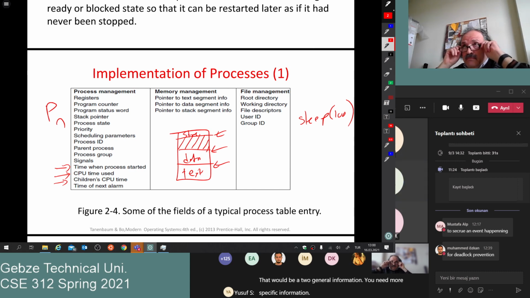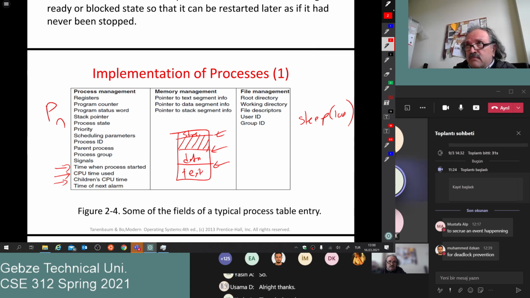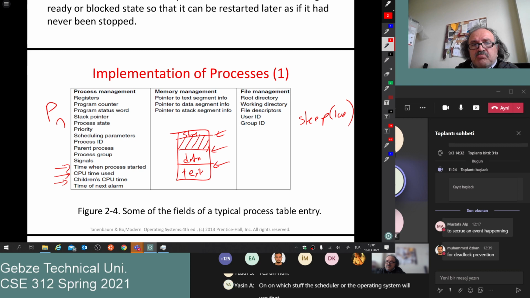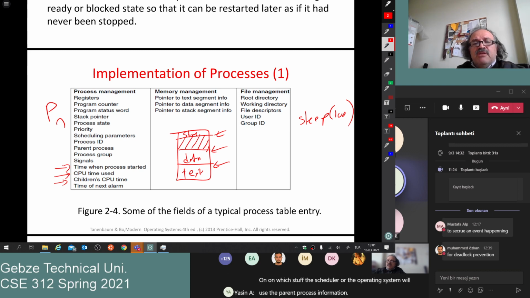Okay. But there is also parent process information. When can it be used, and for which purposes? Yasin, I really did not understand your question. Could you speak louder? There is also parent process information. Yes. For which things will the scheduler or the operating system use the parent process information? Okay, you mean this parent process.